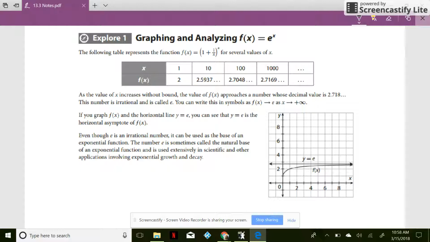And as the value of x increases without bound, the value of f(x) approaches a number whose decimal value is about 2.718. This is an irrational number called e. So we can write this in symbols as f(x) goes to e, as x goes to positive infinity.